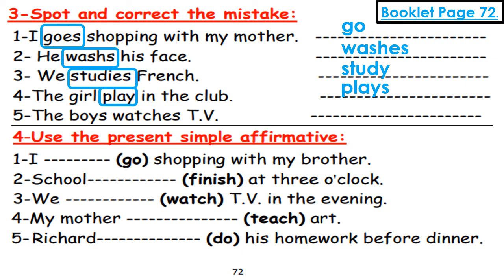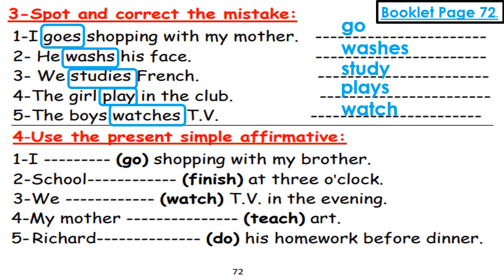Number 5, the boys watches TV. The boys watches TV. Okay, boys, plural noun or singular noun? Plural. Shall I put s or es or ies? No. So the mistake is in the form of the verb watches, and it's going to be watch. So the boys watch TV.